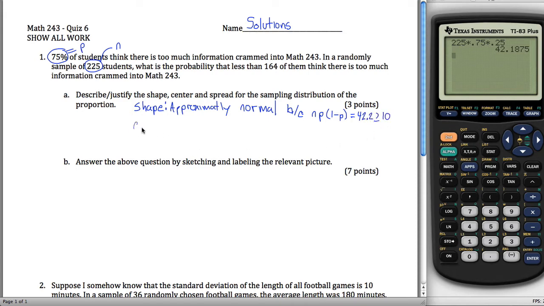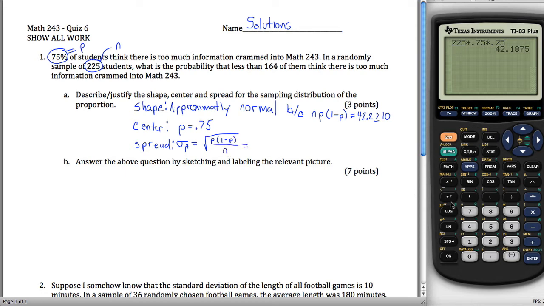Good enough. Center. The center of the distribution that I'm about to draw below with an approximately normal shape will be at 75%, which is my population proportion. And the spread is a formula for that. Hopefully you know that formula. The spread, sigma sub p hat, is equal to the square root of p times 1 minus p divided by n.